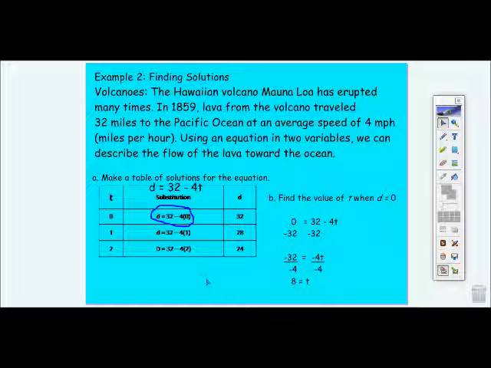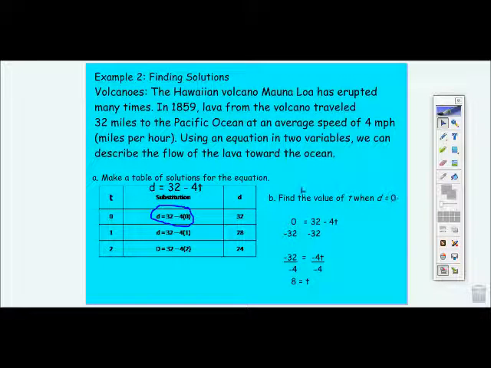Now, each one of those solutions can be written as ordered pairs. It could be 0, 32, 1, 28, and 2, 24. Now, as I'm looking at that, I also want to solve, because our question was, we're going to describe the flow of lava toward the ocean. So we want to find the value of t when d equals 0.